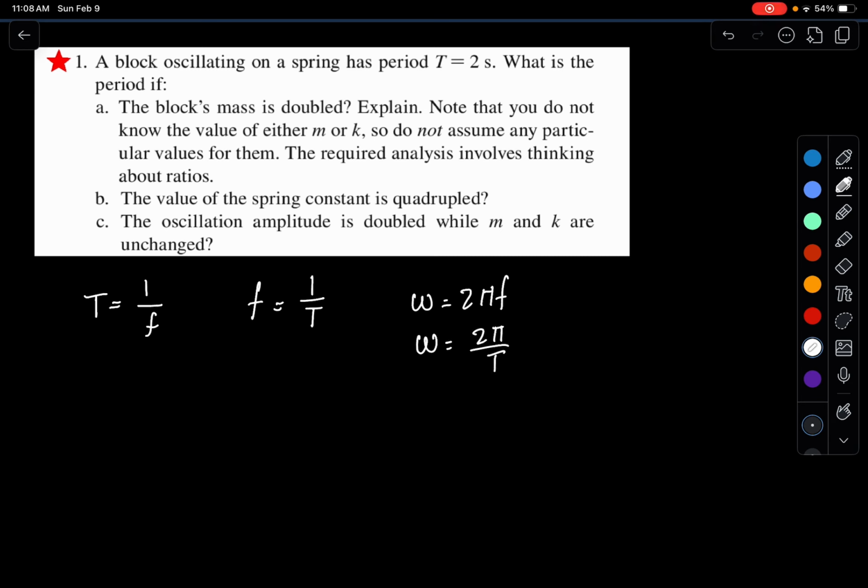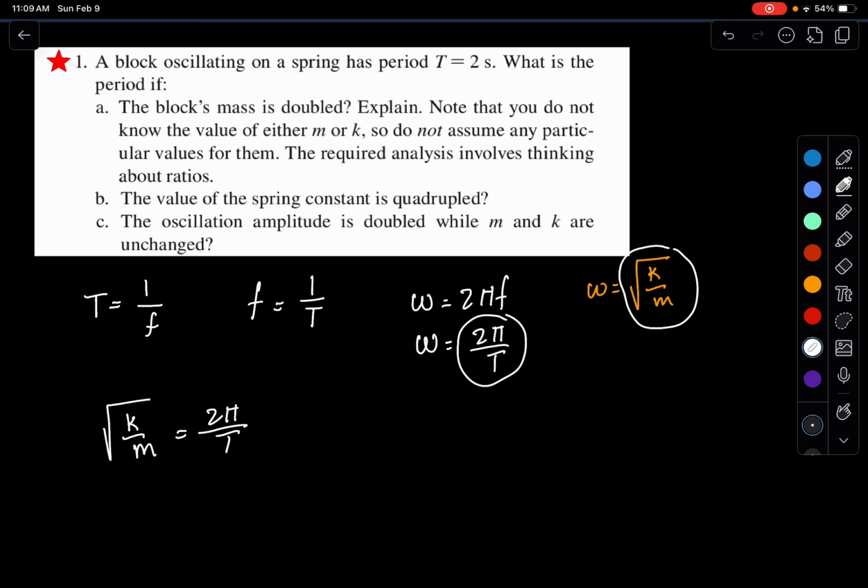We also know that omega equals a square root of k over m. K is a spring constant and m is our mass. Now we can merge these two equations to find a new equation where we can relate period to mass. We can write it like this: a square root of k over m equals 2 pi over T.